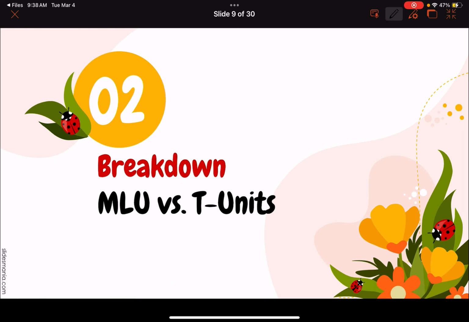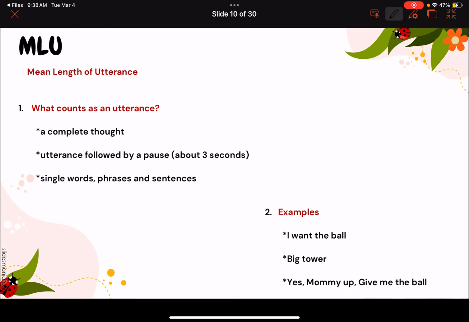All right, so then we need to break the whole thing down. So we're going to break them down into MLU or T units, right? So we're going to start with MLU. This is mean length of utterance, okay? Mean length of utterance. So what counts as an utterance? An utterance is a complete thought.